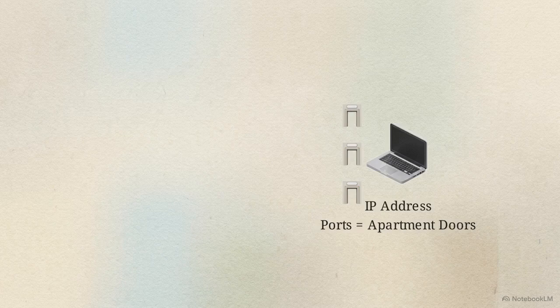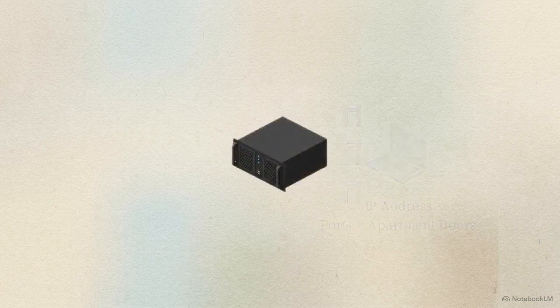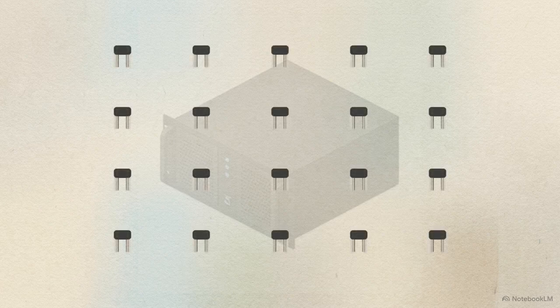Think of your IP address as the main street address of an apartment building. Ports are the numbered apartment doors inside. They dictate exactly which application receives each piece of arriving data.